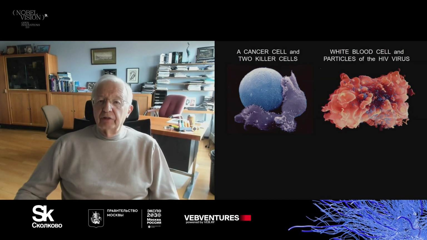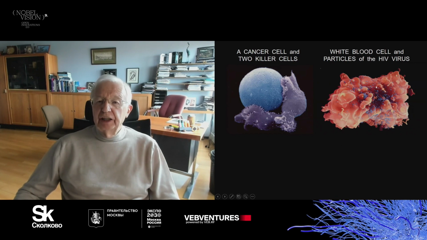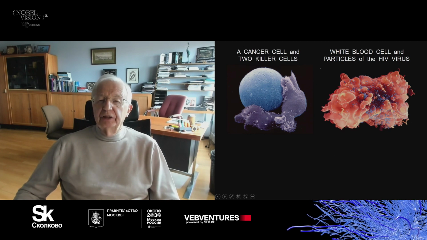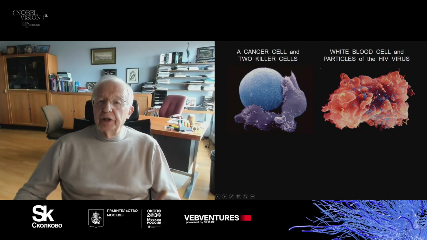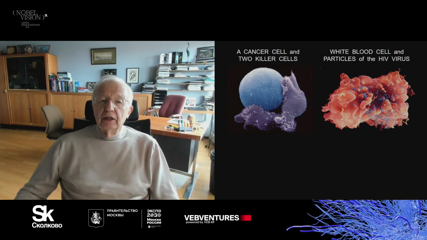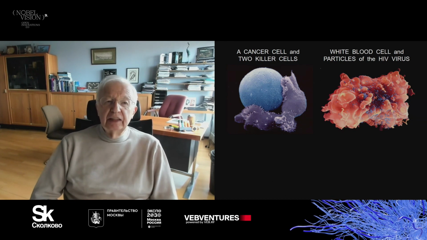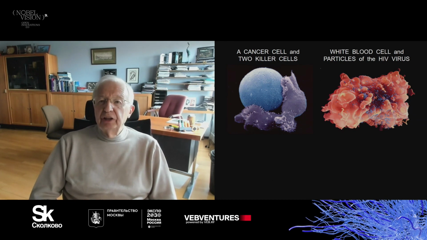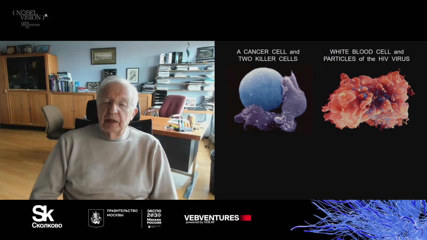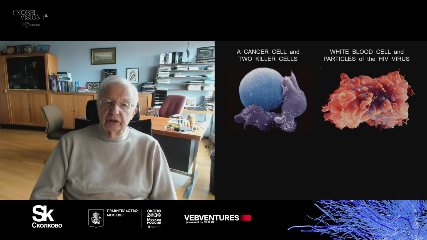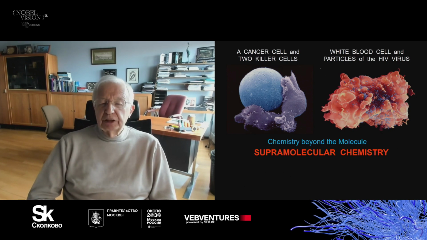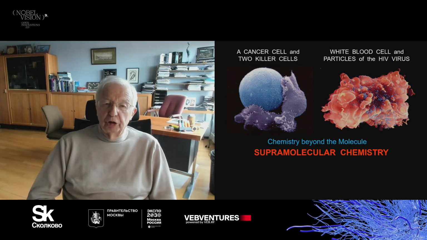Similarly, the HIV virus, these blue dots here, can infect a white blood cell when it goes into contact with it. How does the virus do this? How is it possible for the virus to know that it has reached the goal? So something must happen between the killer cells and the cancer cell, between the HIV virus and the white blood cell. And this is a process where molecules touch each other and they associate. This is a chemistry which is beyond the molecule, a chemistry which is between the molecules.